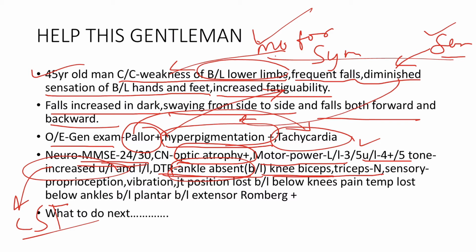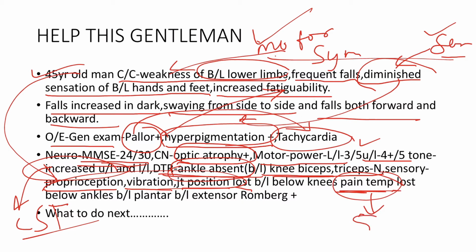But if we look at the sensory system, proprioception, vibration, and joint position are lost, which actually confirmed our history. It confirmed our history that this patient had diminished sensation, because of pain and temperature, the lateral spinothalamic tract. Actually, this is a small fiber neuropathy. I'll be discussing what are small fibers, what are large fibers. So pain and temperature are carried by small fibers, whereas proprioception, vibration, and joint position are carried by large fibers.